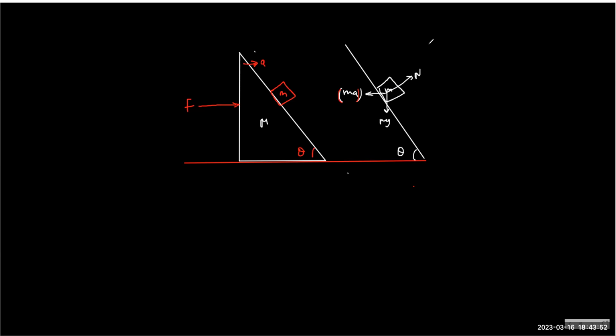And to keep this at rest, you say that mA cos theta is the same as mg sin theta. You get A equals g tan theta. You do remember this answer?